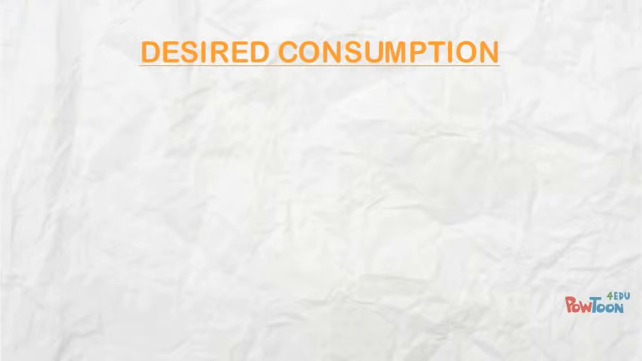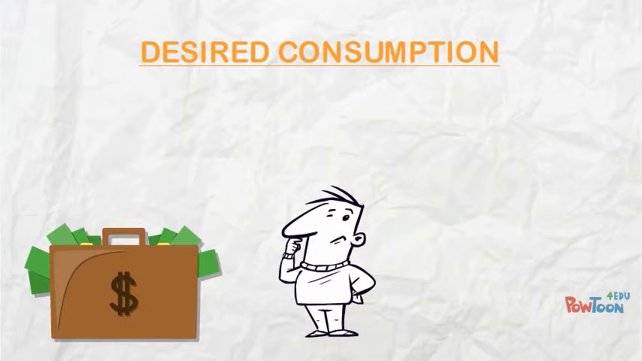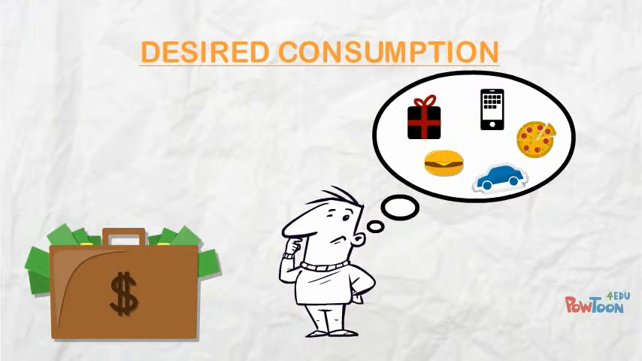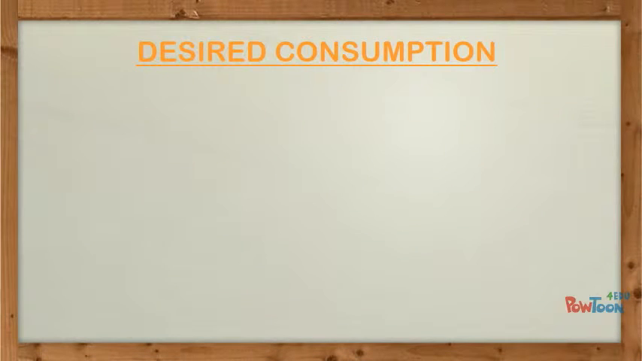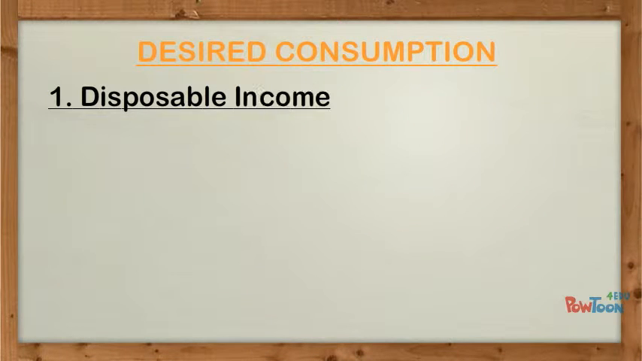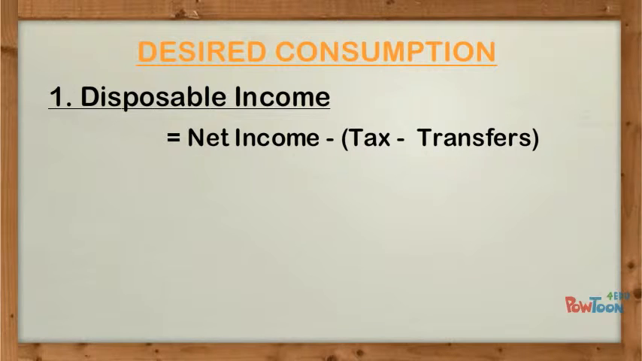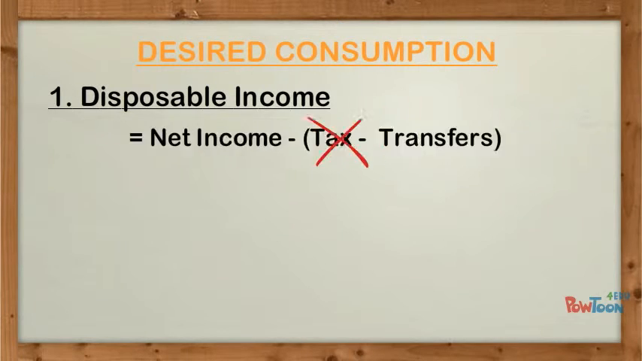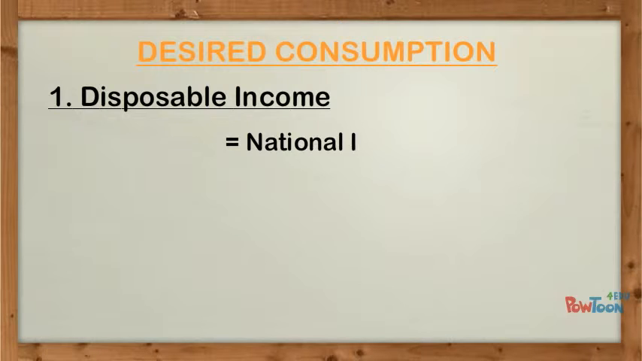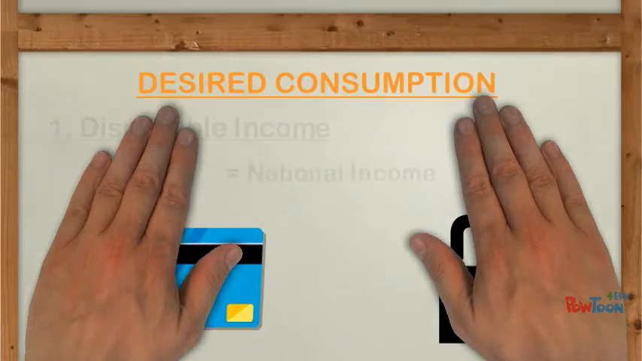Desired consumption focuses on how much income households decide to spend. The key factors influencing desired consumption are disposable income, the amount of income households receive after deducting taxes and adding transfers. Since there is no government in our simple model, there is no taxation. Therefore, disposable income is equal to national income. All disposable income is either consumed or saved.